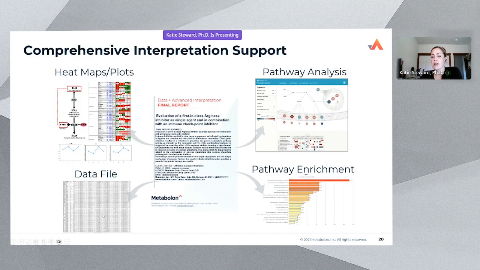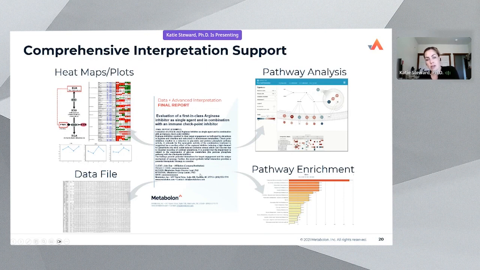If you want to take your data and work with it in R or MATLAB or Python or wherever, maybe you have experience or you have a team that's working with a biostats team that wants to work with it, they are able to take that data and do whatever treatment they want to do with it. You also get access to the My Metabolon portal, which allows you to map your data onto the pathways that we cover. And then included in that is pathway enrichment.